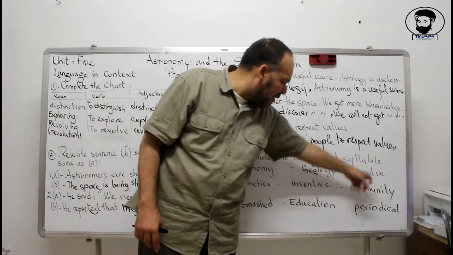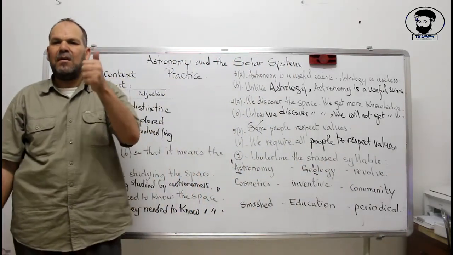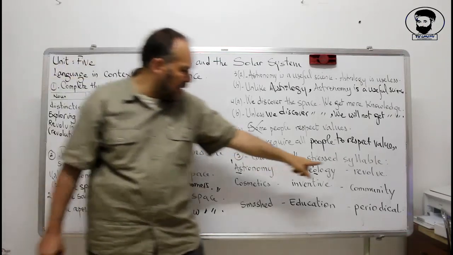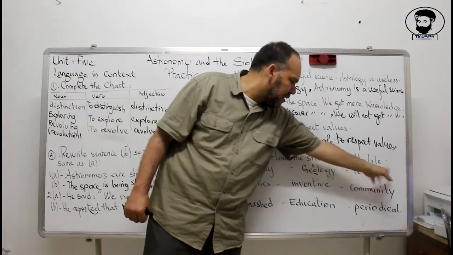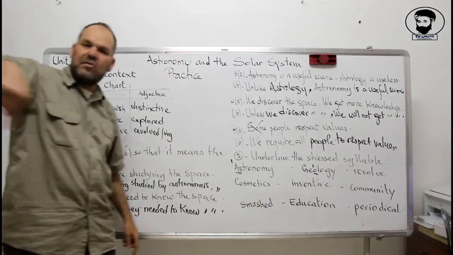Now the second one. Revolve. How many syllables are there in this word? Revolve. Not revolver, because the E at the end is silent. It's not counted. So it's revolve. Remember revolve.